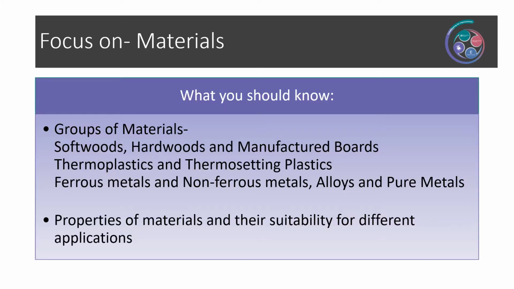Before we can answer questions on materials, we need to understand the properties of groups of materials. You should know groups of materials: softwoods, hardwoods, and manufactured boards, thermoplastics and thermosetting plastics, ferrous metals and non-ferrous metals, and of them, what are alloys and pure metals. You also need to know about the properties of materials and their suitability for different applications. So let's start by making sure we have this knowledge.